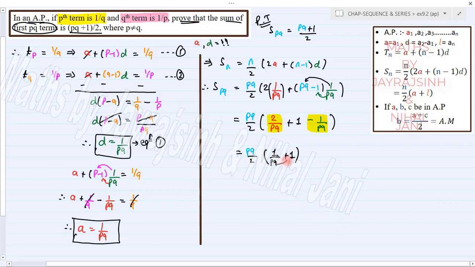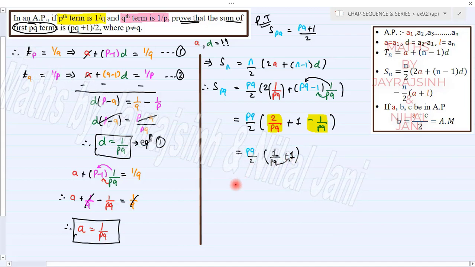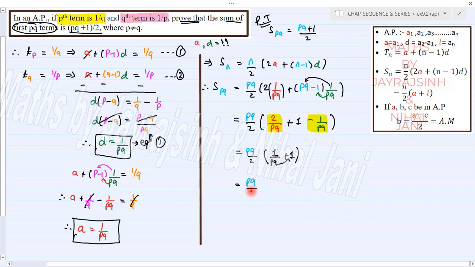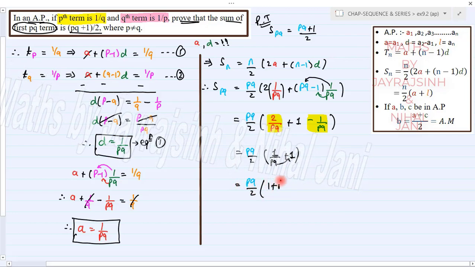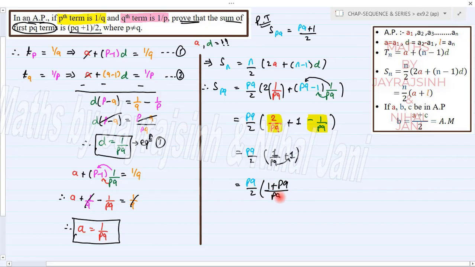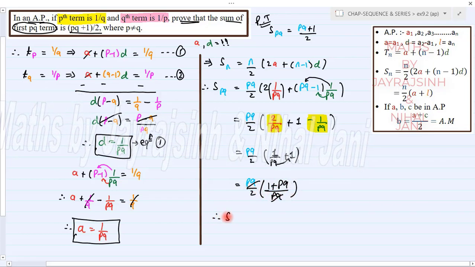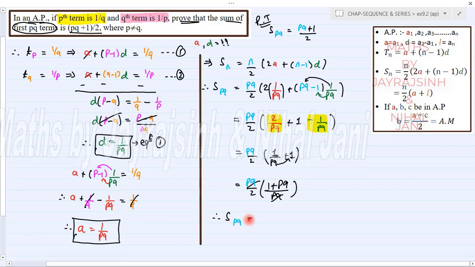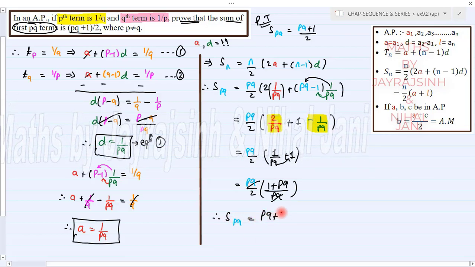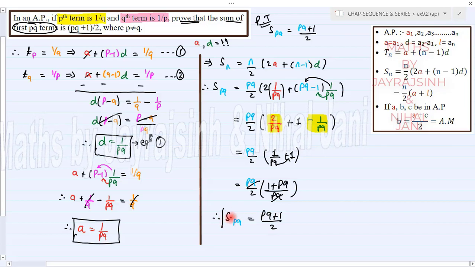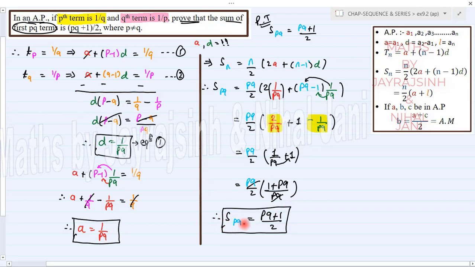For further simplification, let's take an LCM of pq. We'll get pq by 2, (1 plus pq) upon pq. So these terms will be cancelled out, and we will get Spq is equal to (pq plus 1) by 2. Hence proved.